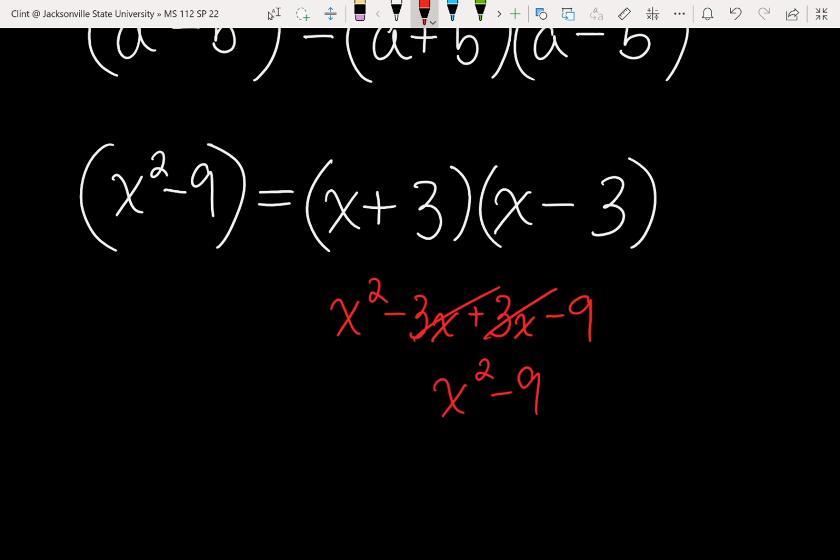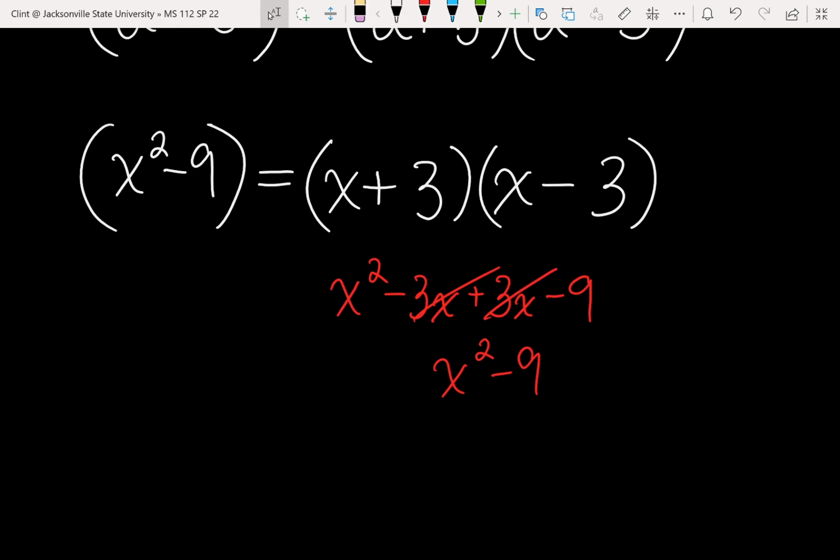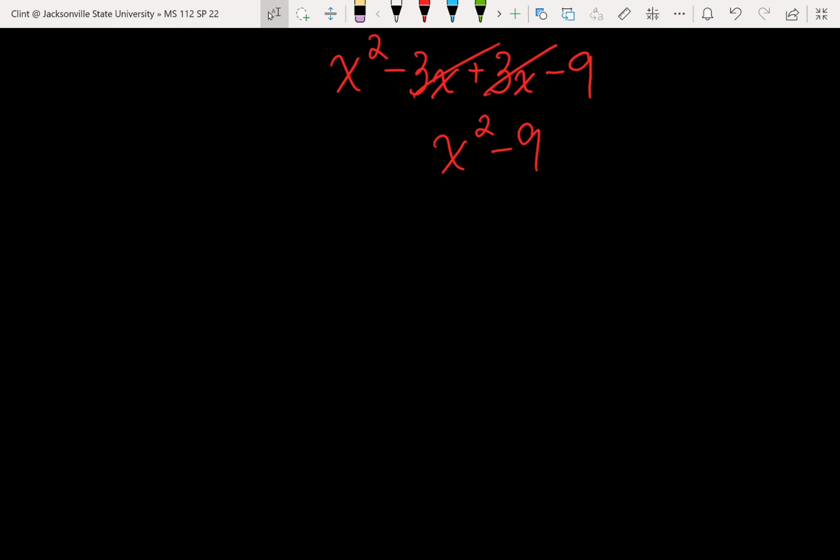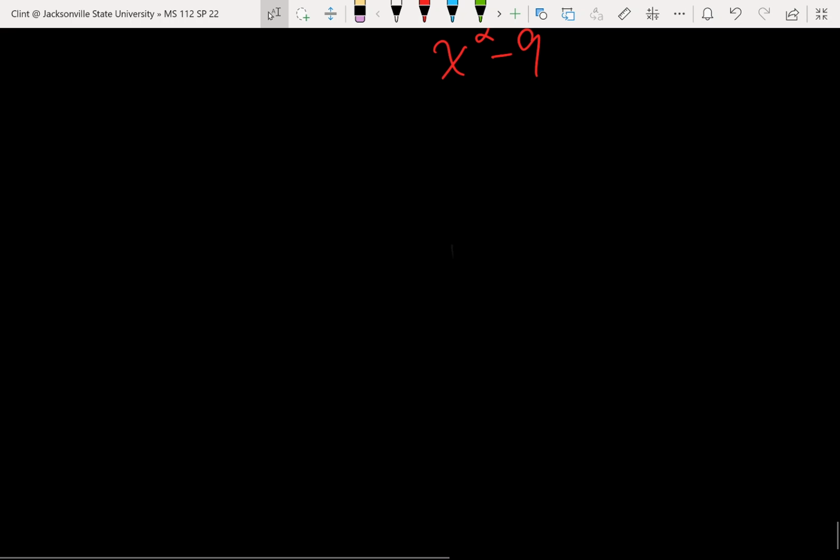Question on where any of those numbers came from? Again, don't let stuff look like magic in here. If you're not tracking and something looks magical, let me know and we'll go back and get you there. Look at this.